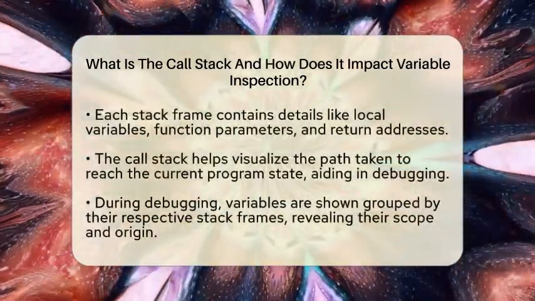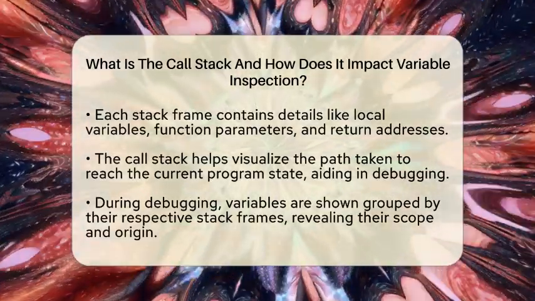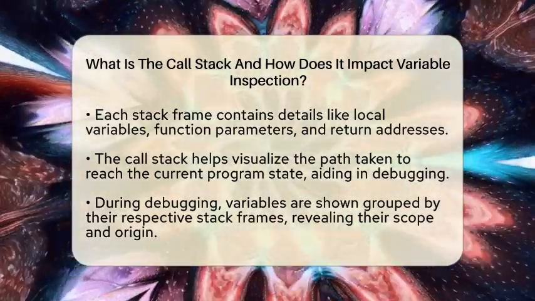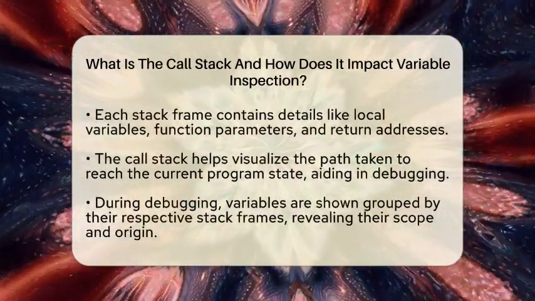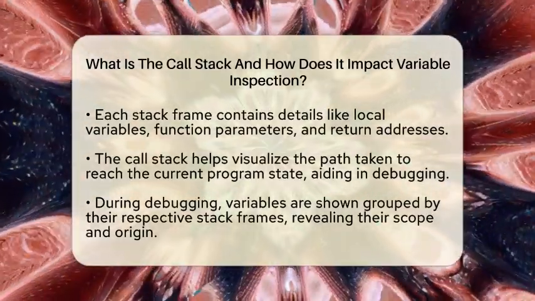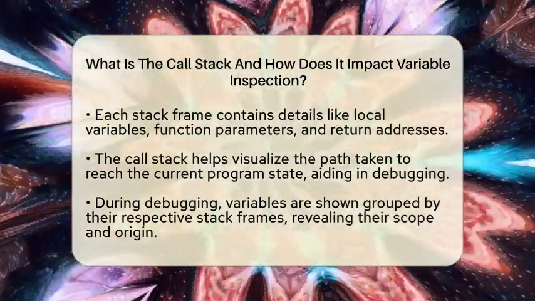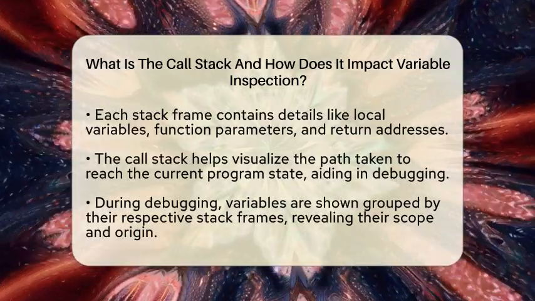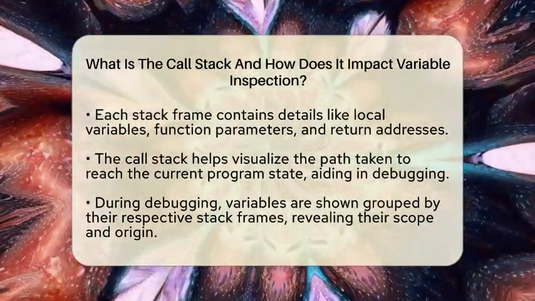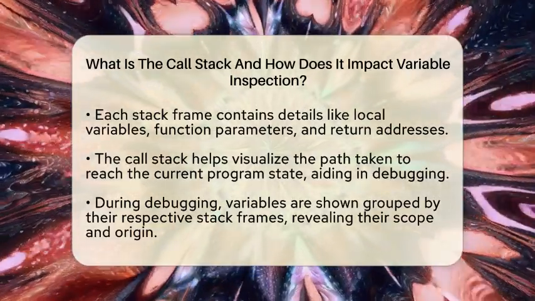Understanding the call stack is key for debugging because it shows you the path your program took to reach its current state. It reveals which functions were called and in what order. This helps you see the context in which variables exist. For example, if a variable has an unexpected value, looking at the call stack can help you find where it was changed. It's like retracing your steps to find out where things went wrong.